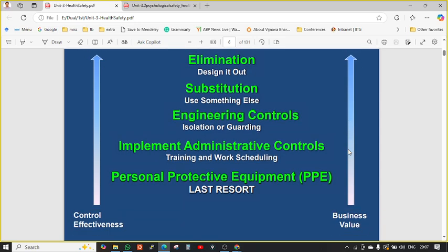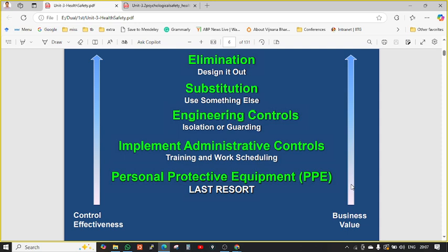Elimination, then substitution, then engineering controls, administrative controls, and lastly personal protective equipment. We already discussed these things, so just reminding you, in order to work safely in your workplace, first avoid these unsafe conditions, avoid going to a place where there is no safety. That is called elimination. Just ignore that. Then substitution, if you cannot ignore that place and you have to work there, use a different, good product that is a substitute for these unsafe conditions.